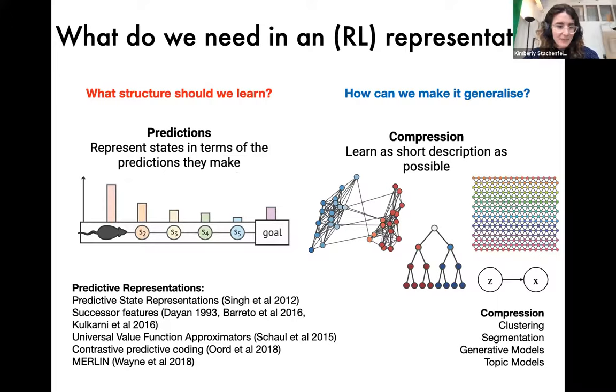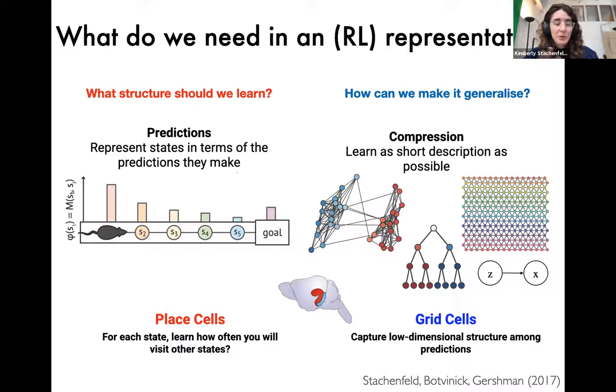So we had this paper out a while ago where we were mapping these representation learning ideas onto neural correlates in the hippocampus and entorhinal cortex. So we said that you can explain place cell activity in terms of a representation of how often you will visit other states, that it's trying to predict what other states you're going to visit in a short amount of time, and that grid cells are capturing the low-dimensional structure among these predictions. They're trying to summarize this predictive information as succinctly as possible.